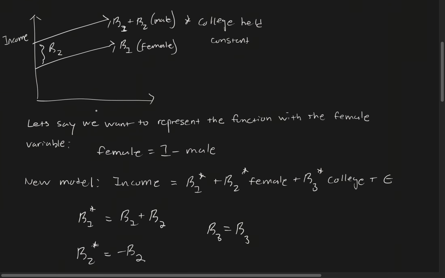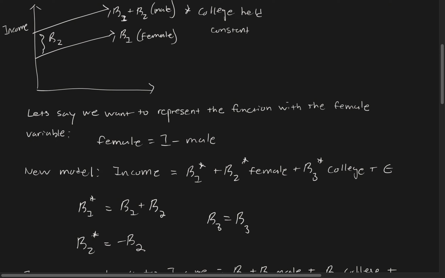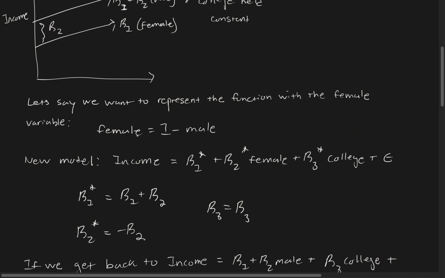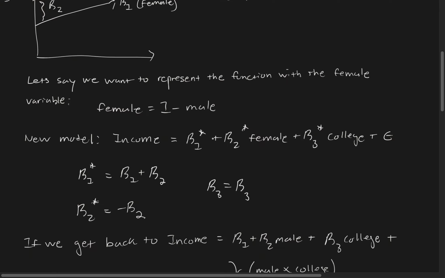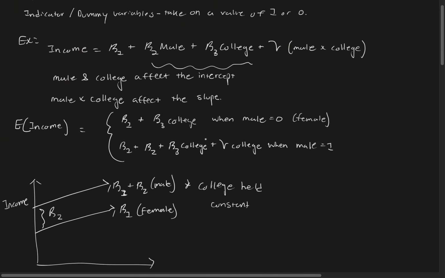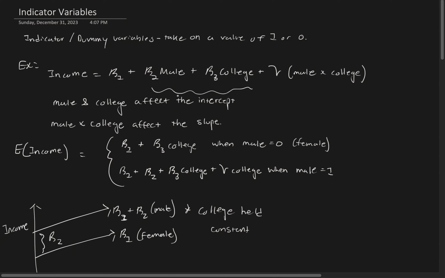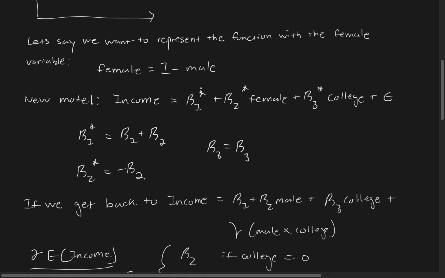All right. However, let's say we want to represent the binary function of a female variable instead of male. And so we could just subtract 1 from the male variable to obtain the female variable. But now our other coefficients that we used here are based off the male variable. And so we have to alter all these college and beta 1 variables.